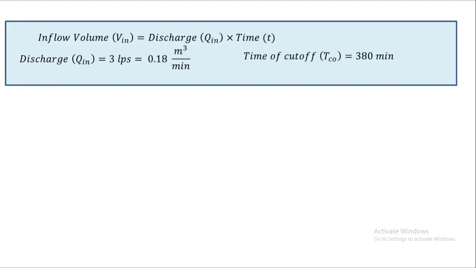So in 380 minutes, how much inflow volume was provided? Discharge multiplied by time will give us the total inflow. It is equal to 68.4 meter cube. This will be useful later while calculating efficiency or uniformity.